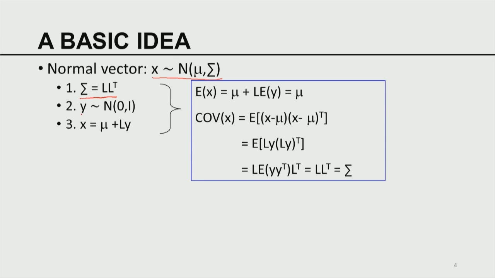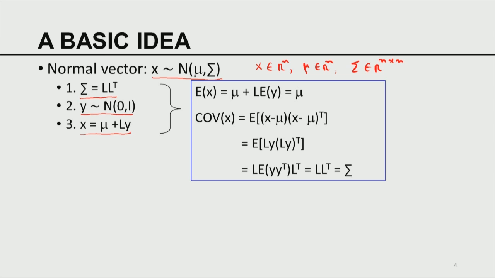Now, let Y be a standard normal variable. So, in this case, what is X? X is a vector, mu is a vector, sigma is a matrix, L is a lower triangular matrix which is a square root of sigma, Y is a standardized normal variable which has mean 0 and identity as the covariance.